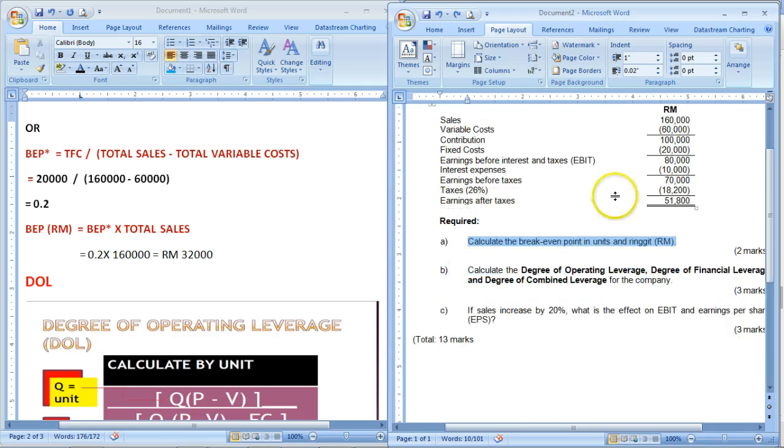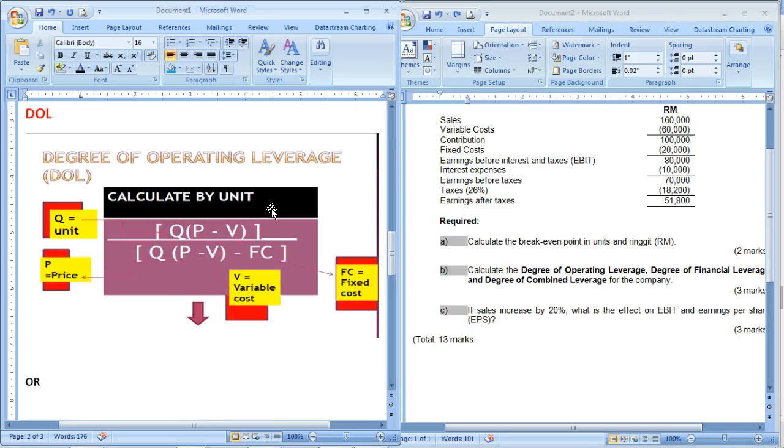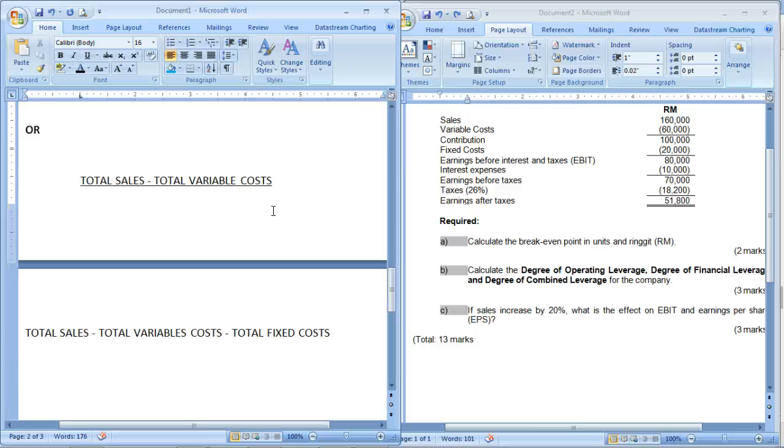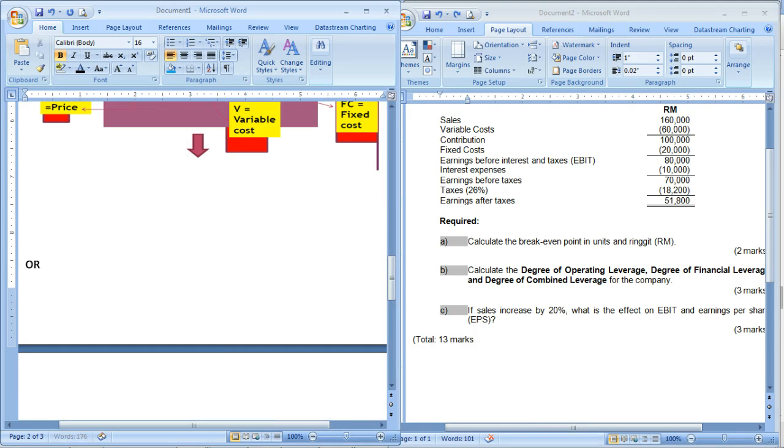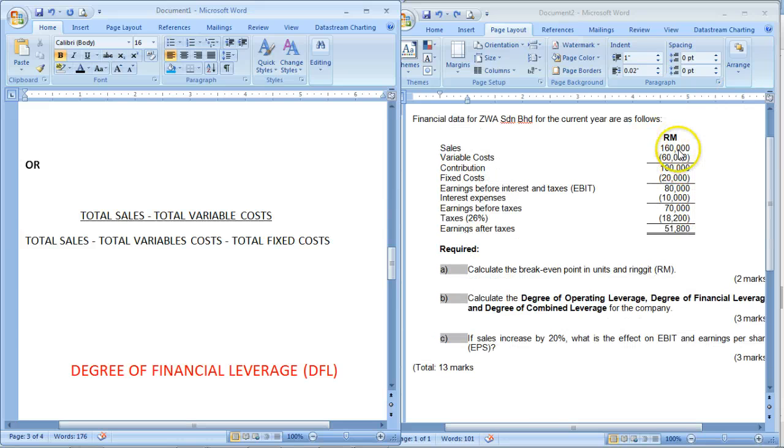Now we go to the next question, B. Calculate the degree of operating leverage, degree of financial leverage, and degree of combined leverage for the company. So you have to use this formula, or you have to use this? Perfect, you need to use this one. Why? Because this question is in total. Equals to, can I know your total sales? You see, class, it's so simple.